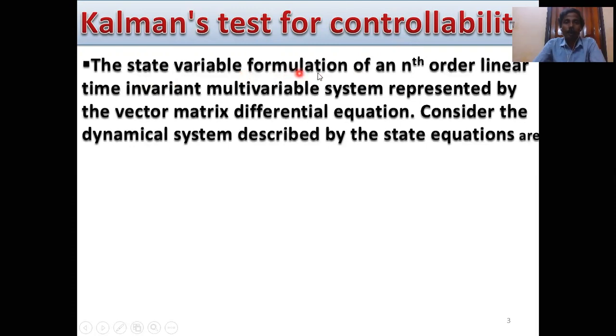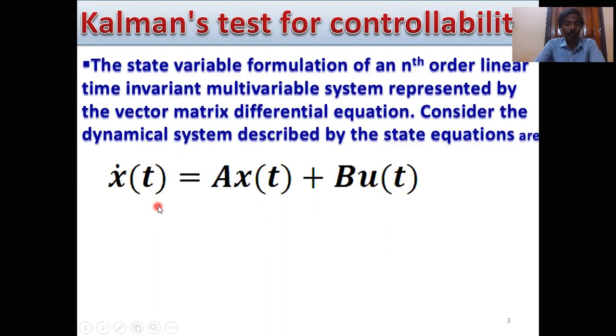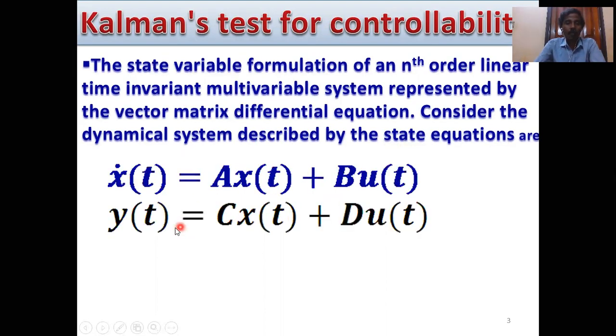The state variable formulation of an nth order linear time invariant multivariable system is represented by the vector matrix differential equation. Consider the dynamical system described by the state equations: x dot t equals A x t plus B u t, and y t equals C x t plus D u t. So x dot t equals A x t plus B u t. This is the state equation.